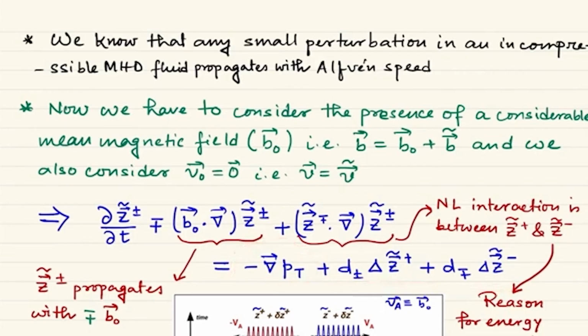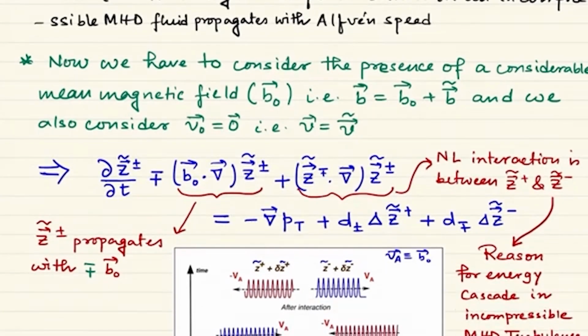Now there are two things. One thing is, what is the meaning of this term? This term simply says that both the z plus and z minus are advected with a speed which is equal to the Alfvén speed but in the opposite direction. So z plus is advected in the negative direction. Okay, so it actually moves with a minus b0 velocity.